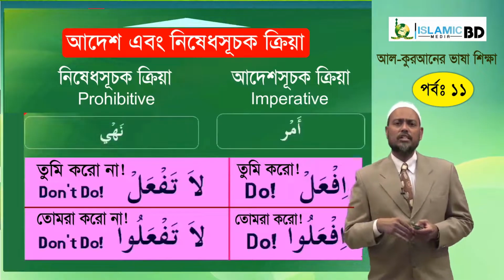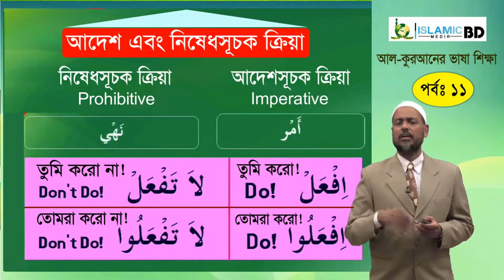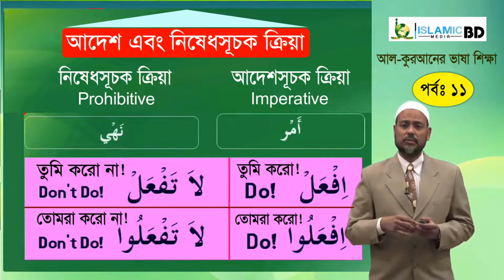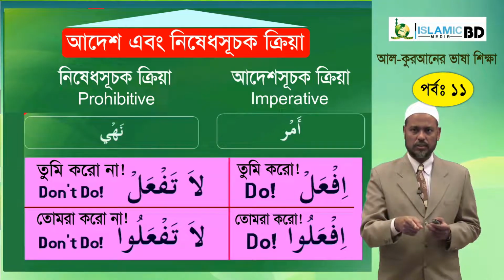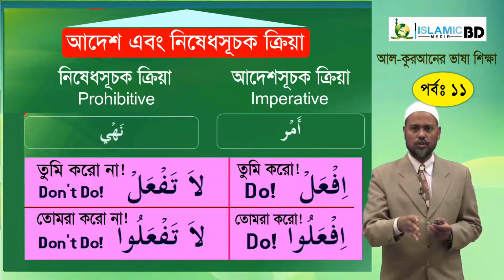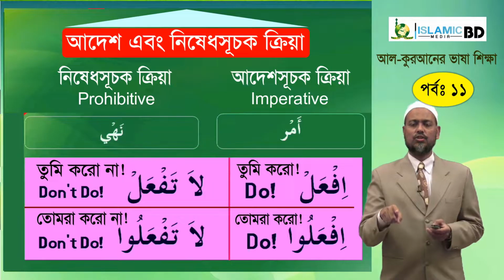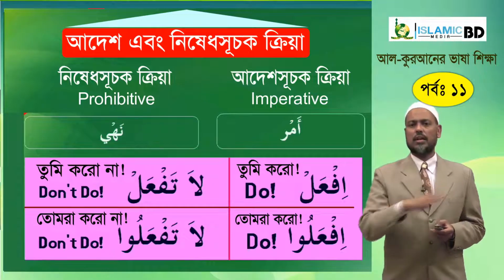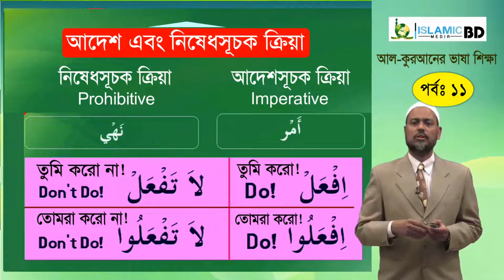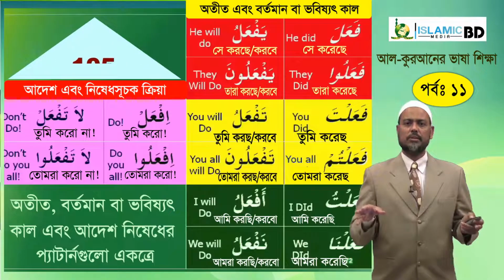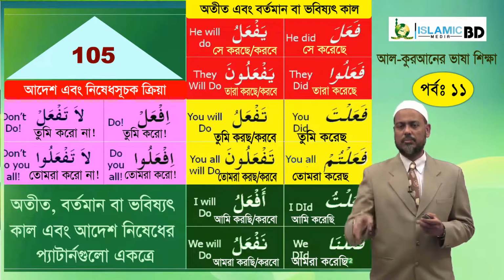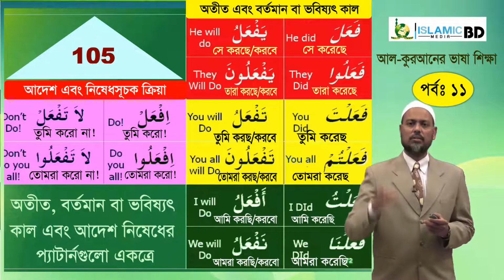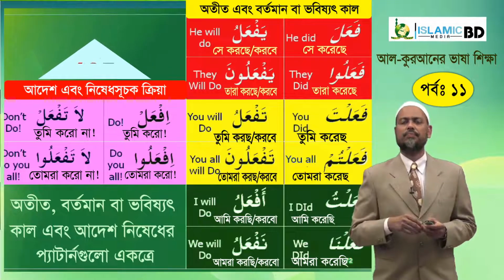We also have learned imperative and negative, or imperative and prohibitive. Okay, so please repeat after me. If'al, do. If'alu, do. La taf'al, don't do. La taf'alu, don't do. So that table has so far been covered, with the past tense or fi'l madi, fi'l mudari', imperative and negative.